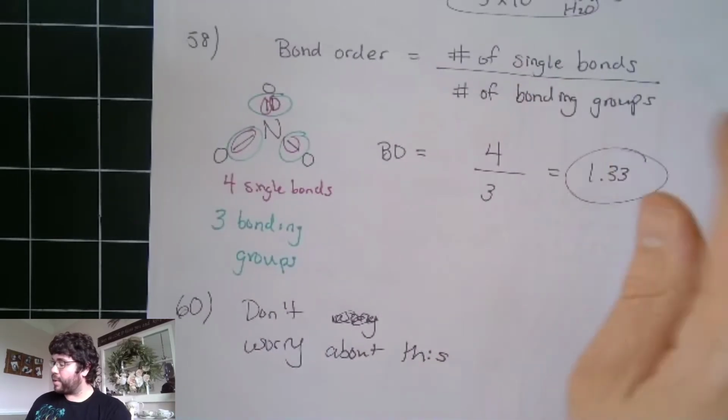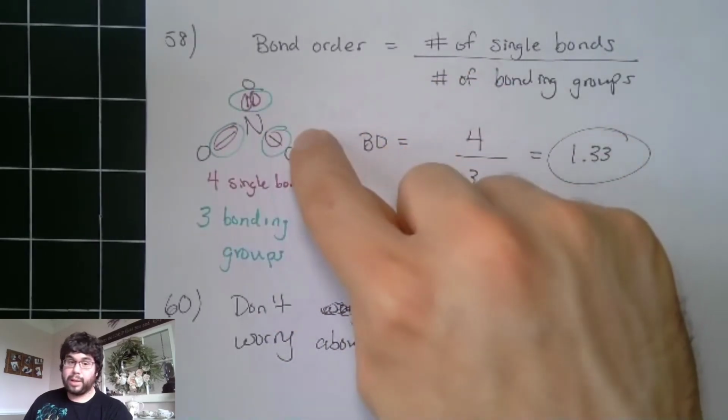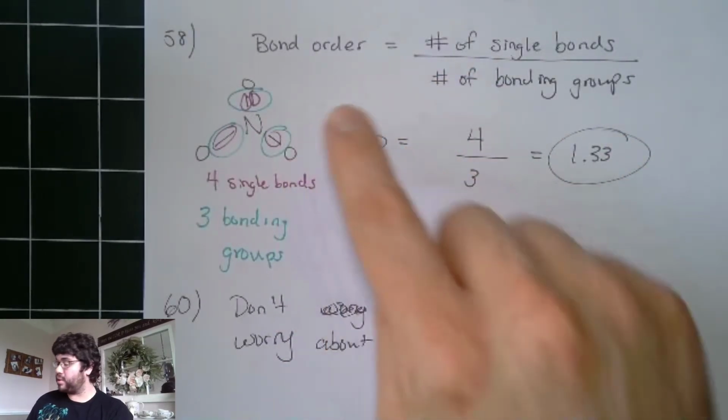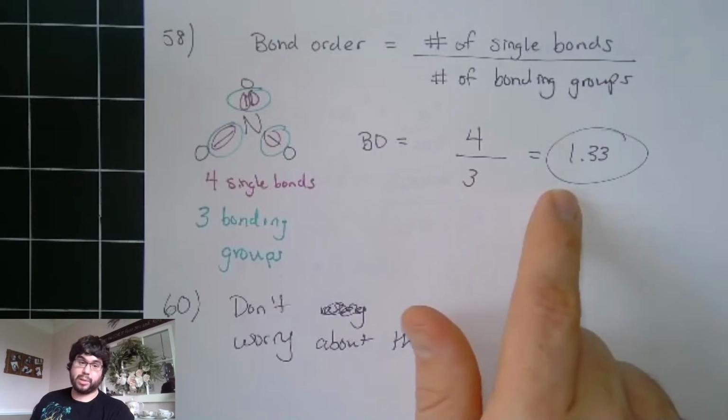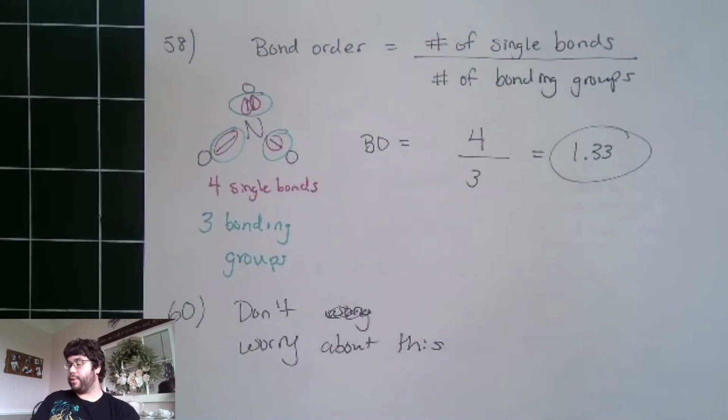And then we're going to divide by the number of bonding groups. And there are 1, 2, 3 bonding groups in the nitrate ion. So this is 4/3, which is about 1 1/3. So the answer is 1 1/3.